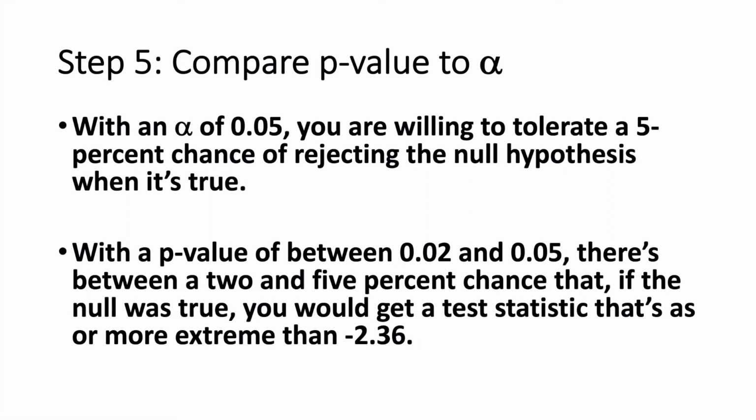But of course, to be sure, you have to compare that p-value to the alpha that you set as a researcher. I happen to set an alpha of 0.05, which means I was willing to tolerate a 5% chance of rejecting the null hypothesis when it's true. Because we have a p-value of between 2% and 5%, or between 0.02 and 0.05, there's between a 2 and 5% chance that if the null was true, you would get a test statistic that's as or more extreme than that test statistic we got of minus 2.36. In other words, the strength of the evidence in favor of the null is between 2 and 5%.